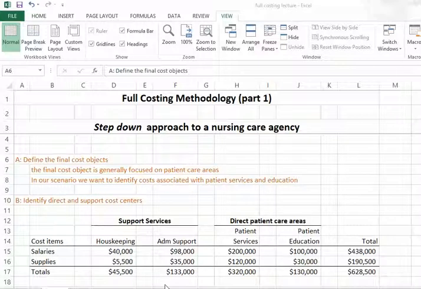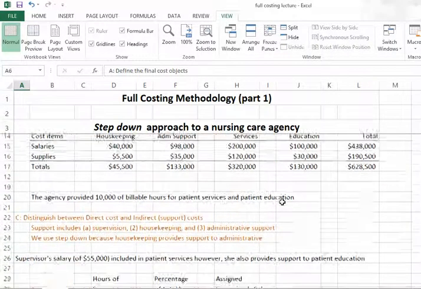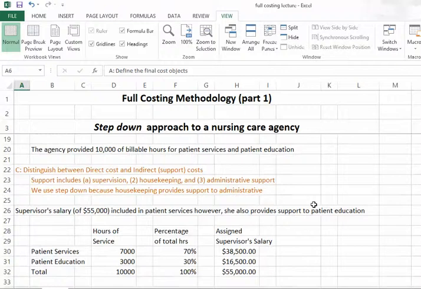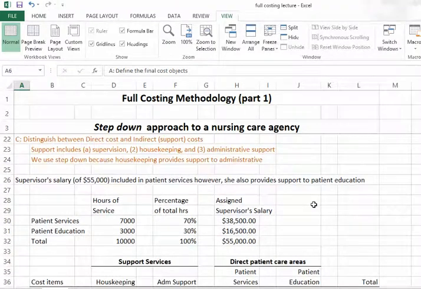Now, what we ultimately want to do is make sure that these direct patient care services are allocated in such a way that we understand the complete cost associated with the patient care. In this scenario, what we've done is we've estimated the number of billable hours to be 10,000 hours, and these 10,000 hours are directly related to these patient care areas. The next piece of this is to distinguish between direct cost and indirect or support cost.